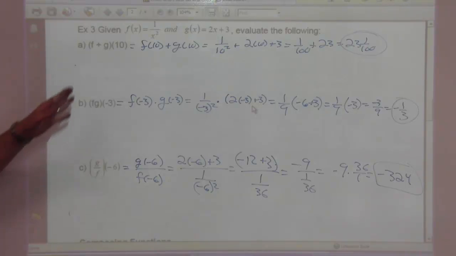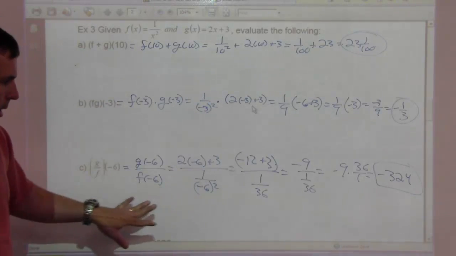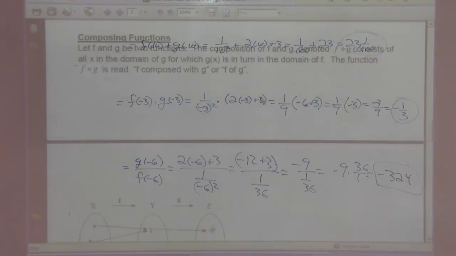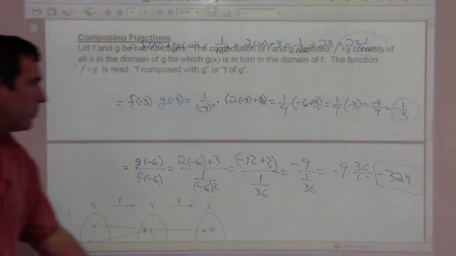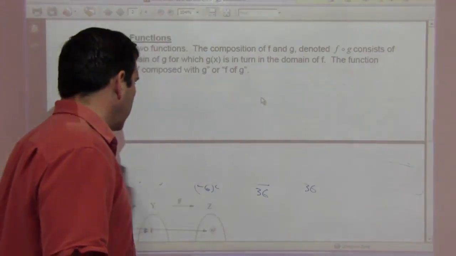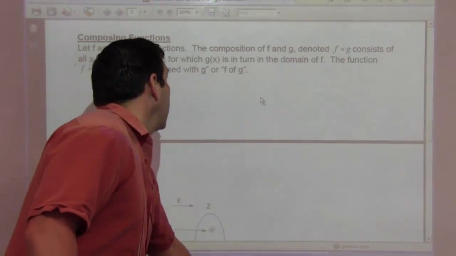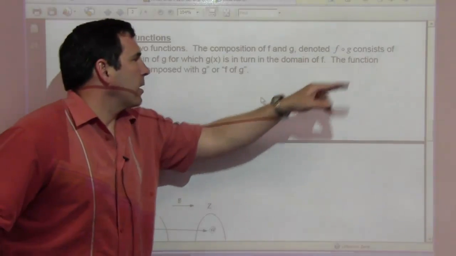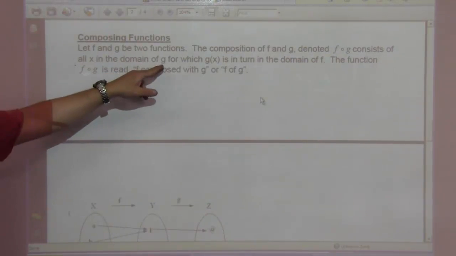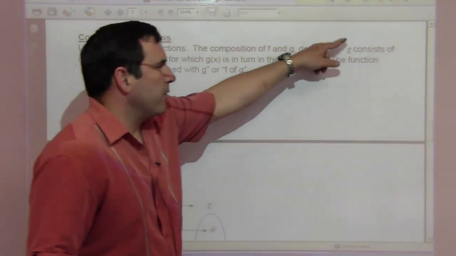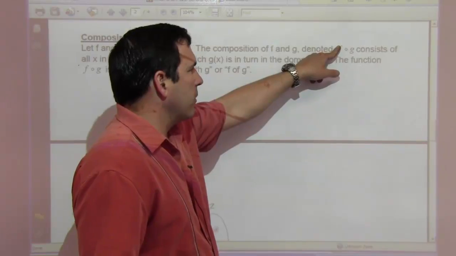So that was combining functions through addition, subtraction, multiplication, division. Now the next topic is combining functions through composition of functions. In the composition of functions, the composition of f and g, denoted f of g like that, consists of all x in the domain of g, for which g of x is in turn in the domain of f of g. So the second one gets plugged into the first.